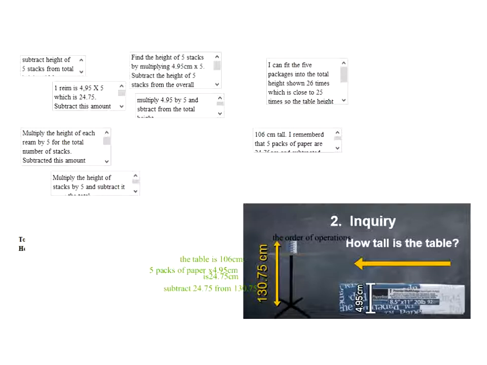Awesome job. We see lots of work here. 106 is coming up quite a bit. It's funny because a lot of people will take the 130.75 and then take the 4.95, multiply it by 5, then subtract, which is what I would do when I was solving this problem. That's the way I saw the problem.